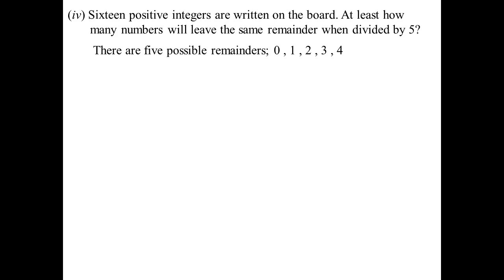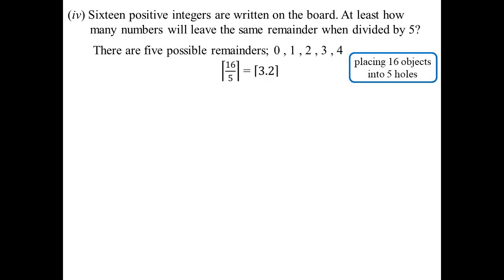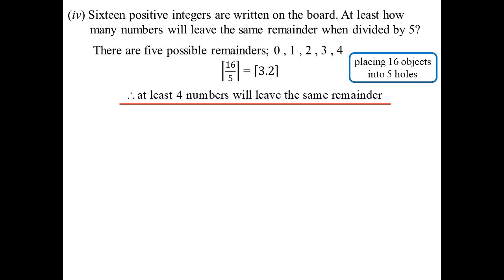So what we're really saying is, these 16 numbers I could place into one of these 5 categories, one of these 5 pigeonholes. Whatever the remainder is, that's where we're going to put it. So we're placing 16 objects into 5 holes. This is where I'm going to use that ceiling function. So I want 16 divided by 5, which is 3.2, but we always round up, so there must be 4. And if you don't believe me, let's come up with 16 random numbers.